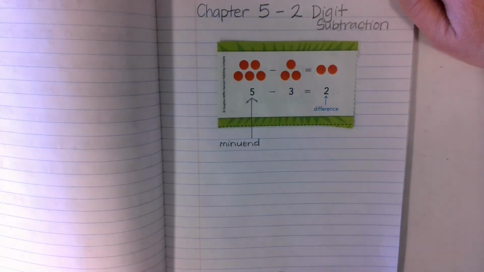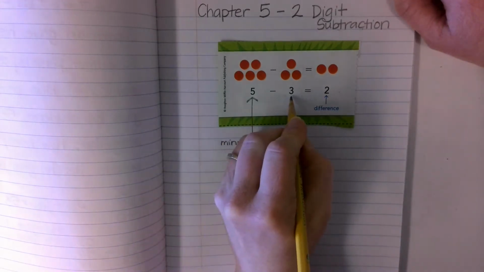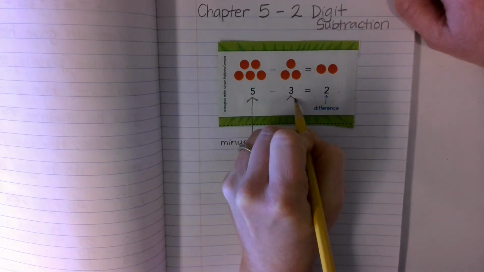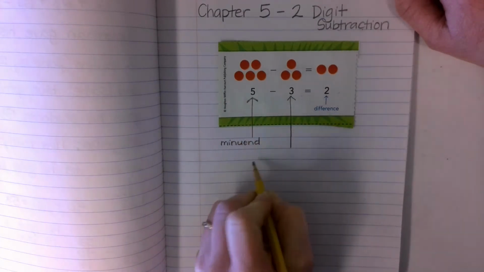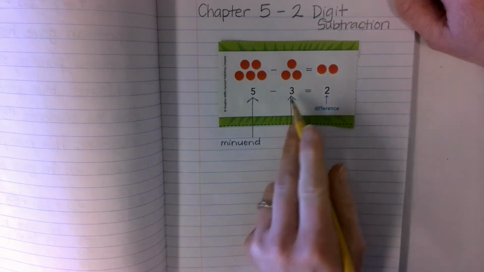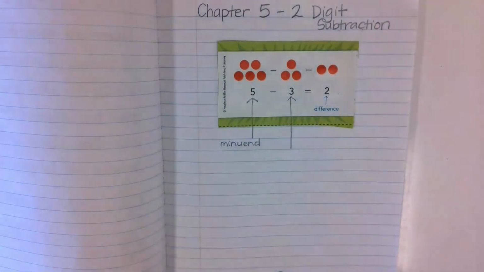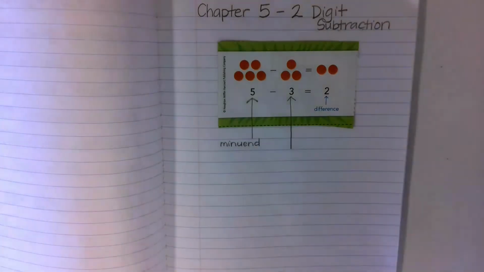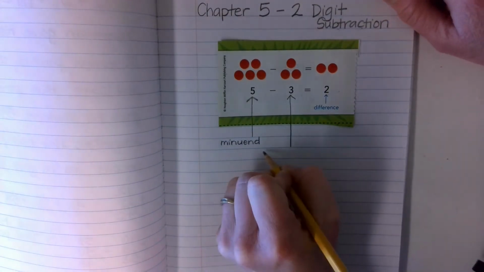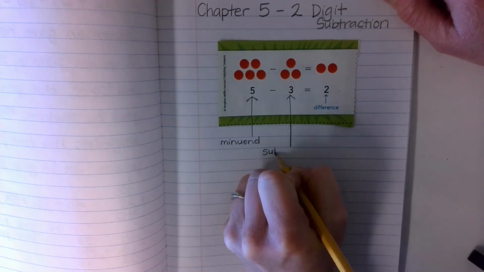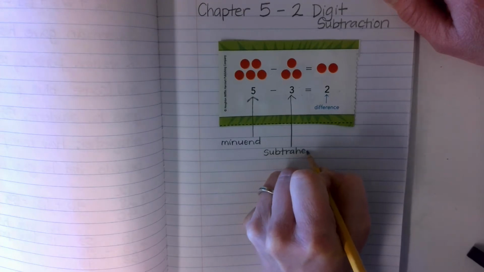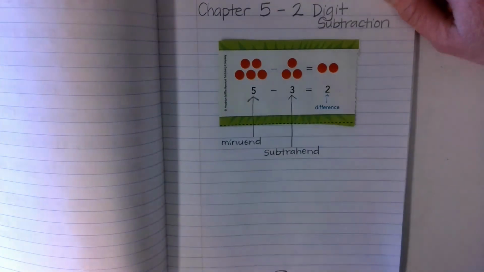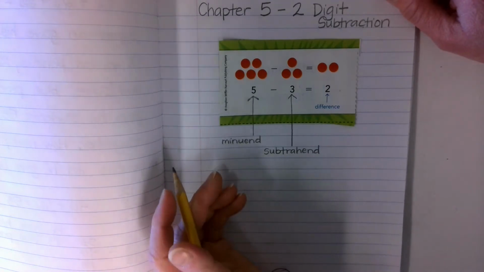And then we have our second number. Okay, and I'm going to take this arrow down to the next line so I have room to write it here. Does anyone remember what this second number is called in our equation? Oh, good. You're absolutely right. It is the subtrahend. Subtrahend. And we talked about this a lot with fact families.